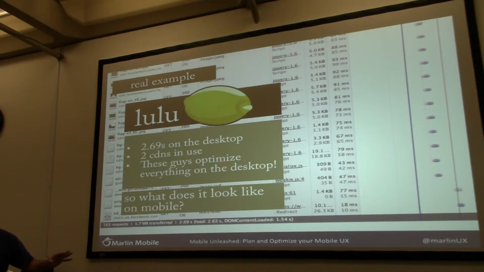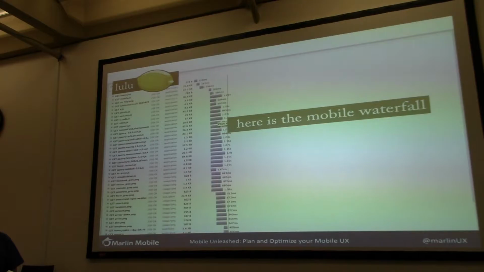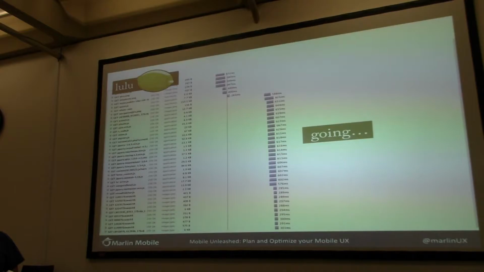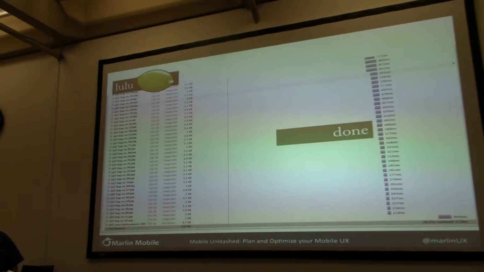So what does it look like on mobile? Here's their waterfall from a mobile device. And it's going, and it's going, still going, done. The number right here that I wanted to highlight: 233 requests with 2.6 megabytes downloaded. Who does that to your data plan? 2.6 megabytes. I mean, people have data plans of 250 megabytes. That's awesome. So what went wrong?